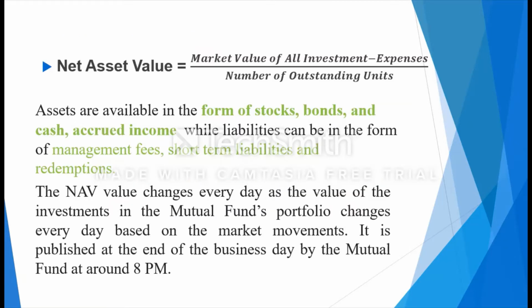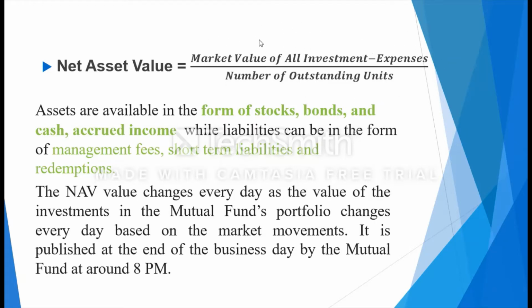So if I look at the formula for this, you compute the market value of all the investments on that given day and you deduct the expenses which are outstanding on that given day. So the numerator becomes the net asset, the net AUM, and you divide this by the number of units outstanding on that given day. That will give you the NAV.